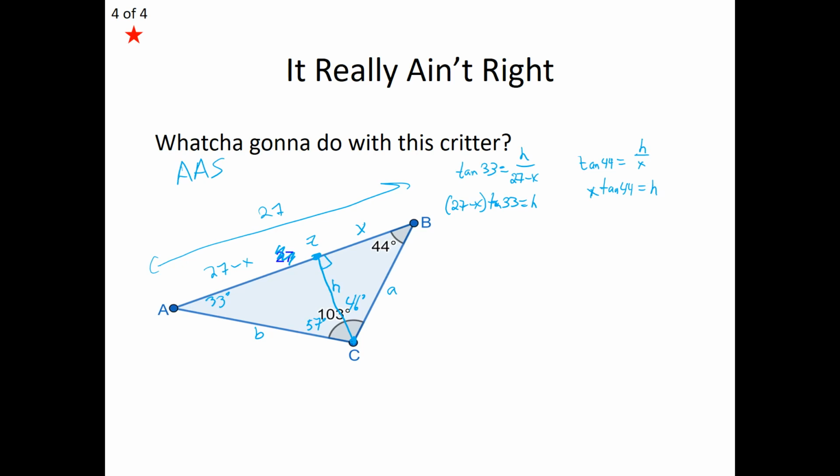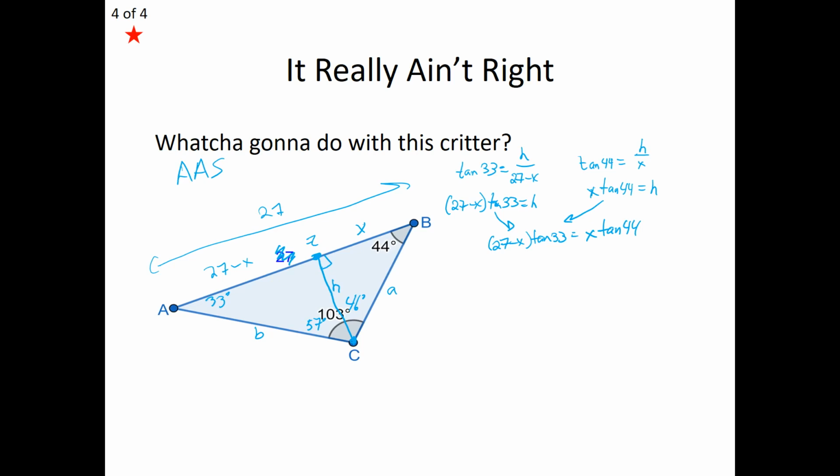Now notice that both of these equations are equal to h. So I can bring these two expressions together and set them equal. So I get 27 minus x times the tangent of 33 is equal to x times the tangent of 44. Hey, that's one variable, one equation. We can solve for x.